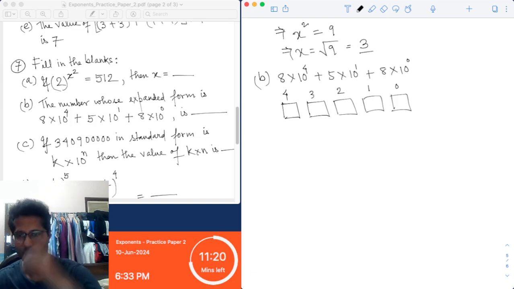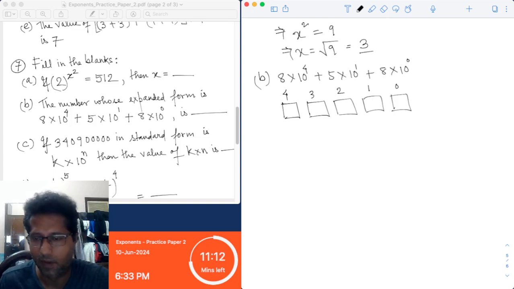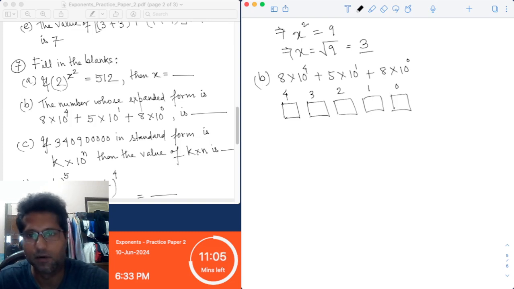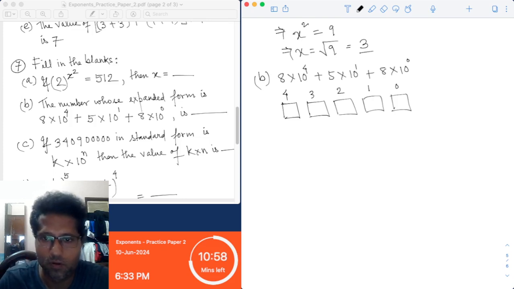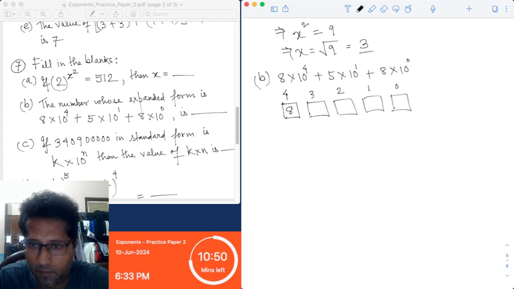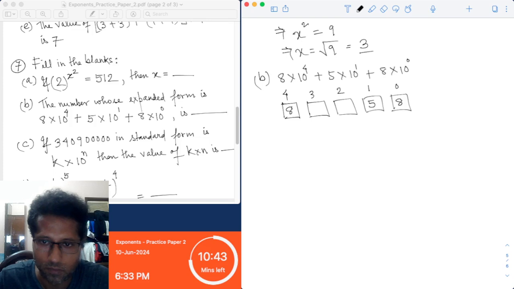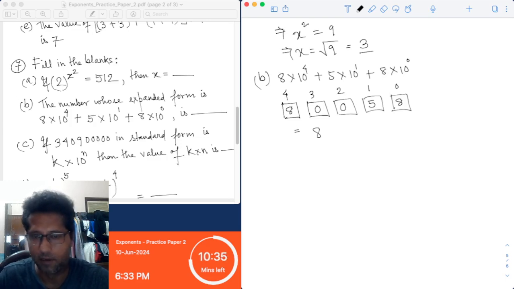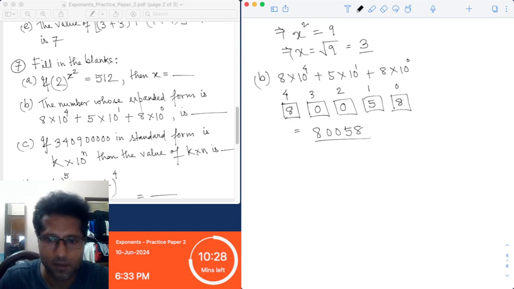So the rightmost digit is in the place whose value is 10 to the power 0. The second digit from the right has a place value of 10 to the power 1, like this. Now, how do we find the digits? We see the number in expanded form. For 10 to the power 4, its corresponding digit is 8, so we put 8 in the box below 4. 8 goes here, 5 goes under 1, 8 goes under 0, and the other two boxes will be 0. So the large number whose expanded form is given is 80058.